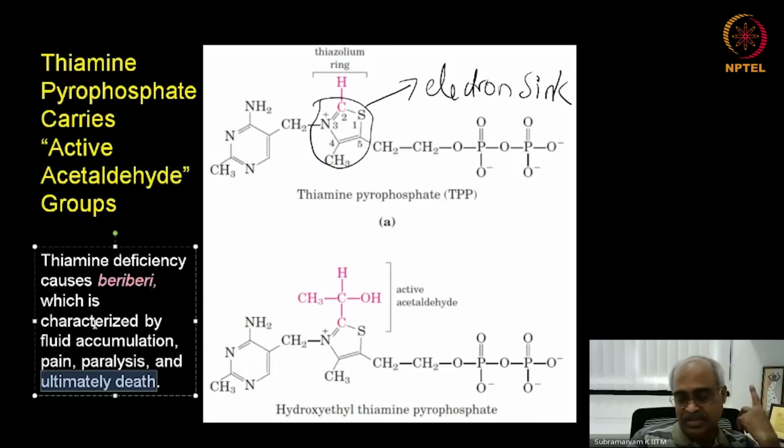So thiamine deficiency causes beriberi. Remember, niacin is pellagra. We saw rickets with respect to vitamin D, that's a lipid soluble vitamin. Beriberi is characterized by fluid accumulation, pain, paralysis, and ultimately death. So this is an important vitamin.